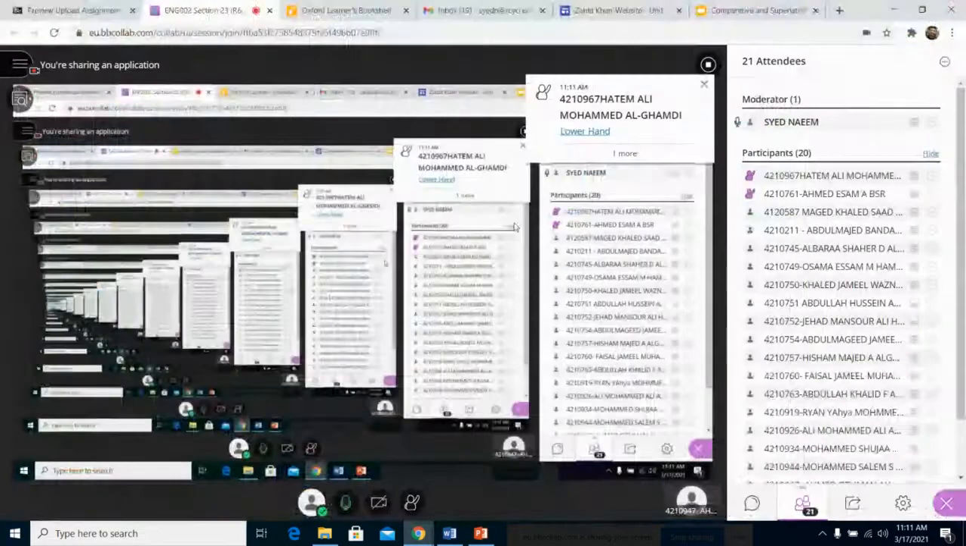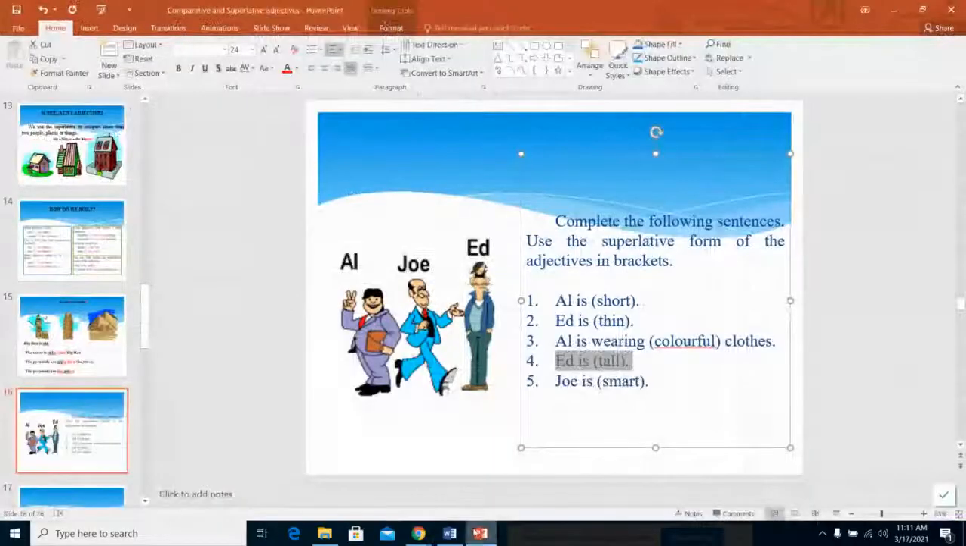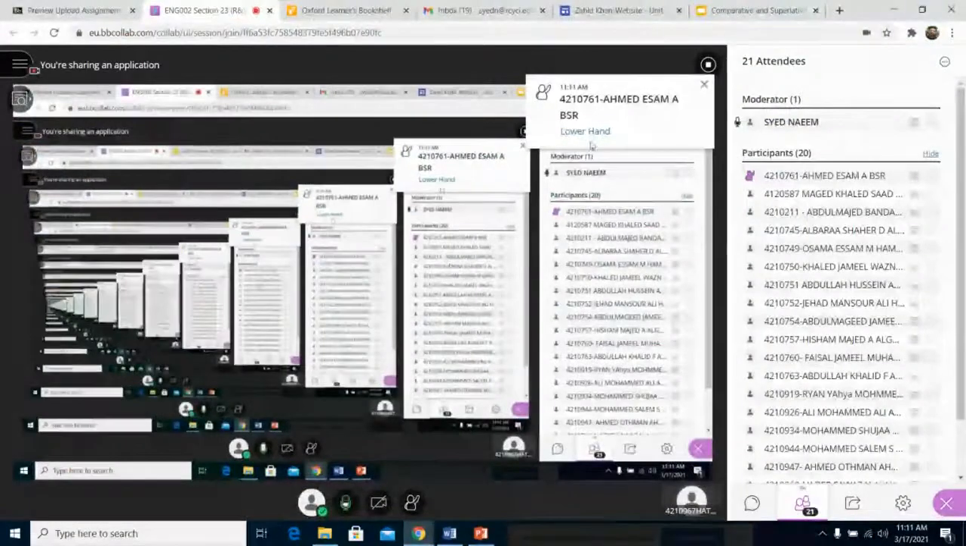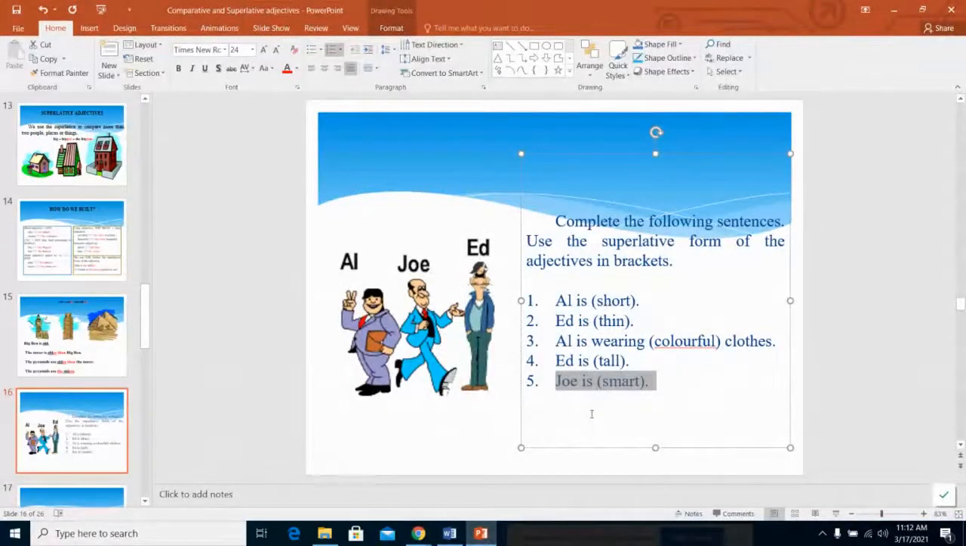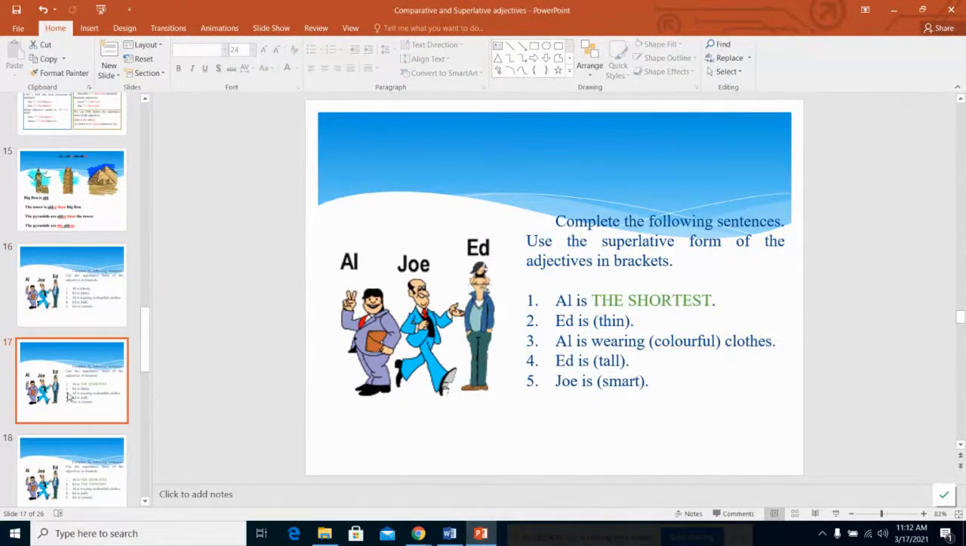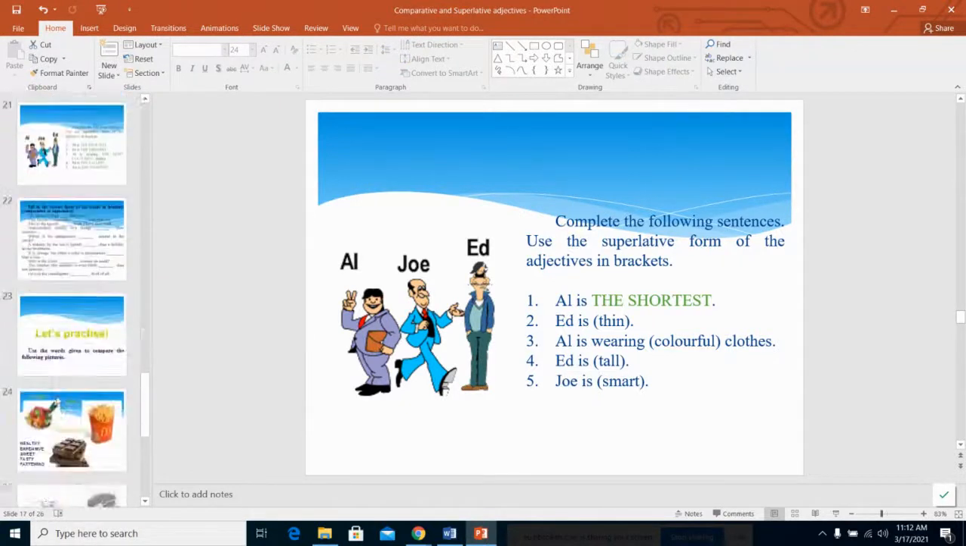Superlative. Hatim. Ed is tallest. No, we say Ed is the tallest. We have to add the word the. Okay. Ed is the tallest. All right. Good. Can someone make number 5? Who is here? Ahmad Isam. Joe is the smartest. Very good. Excellent. So this is superlative and comparative. We have already done it.